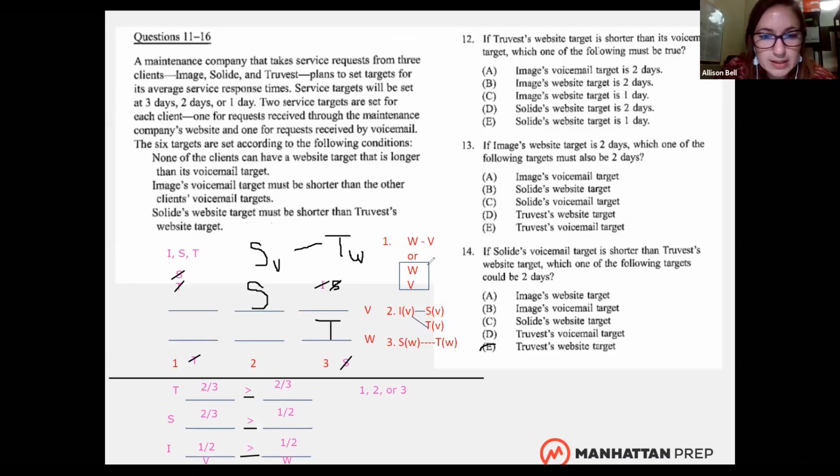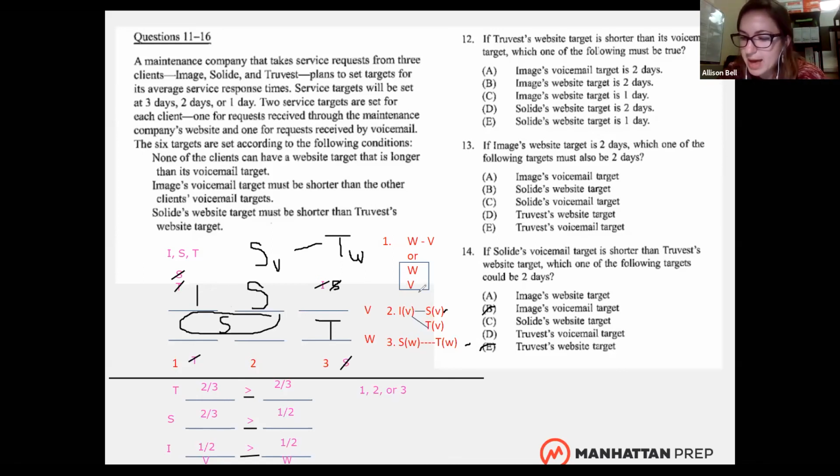So I'm looking for direct connections. So I've placed S voicemail and T website. Notice those both play into existing rules. So I know that I's voicemail has to be shorter than S's voicemail, so that's going to go here. And S's website has to be shorter than T's website. So S could really go in 1 or 2 as far as I know. Okay, so I is going to be in 1 for voicemail, so that gives me another cross off. That's not going to be 2.